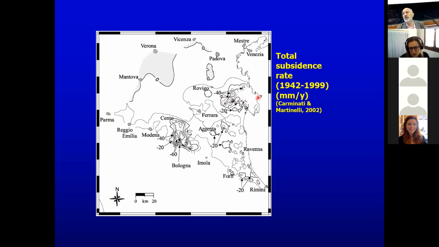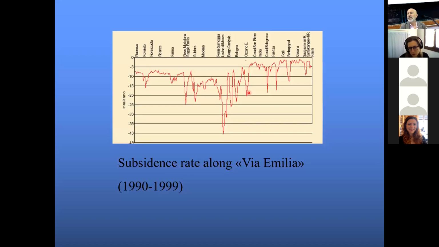Now this methane abstraction has ceased, was interrupted, also because there was a very big problem of subsidence with the risk of flooding of all this area, which is very near to the average sea level, and in some places also below it. You see here a profile of the subsidence rate along Via Emilia, from Piacenza in the northwest to Rimini in the southeast, in millimeters per year. You see that the maximum rate is concentrated in the Bologna area, where you have the highest groundwater pumping scheme due to the aqueduct near Bologna.